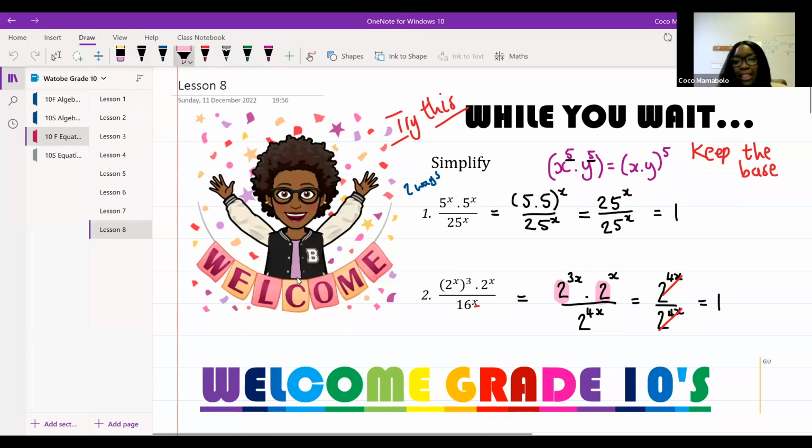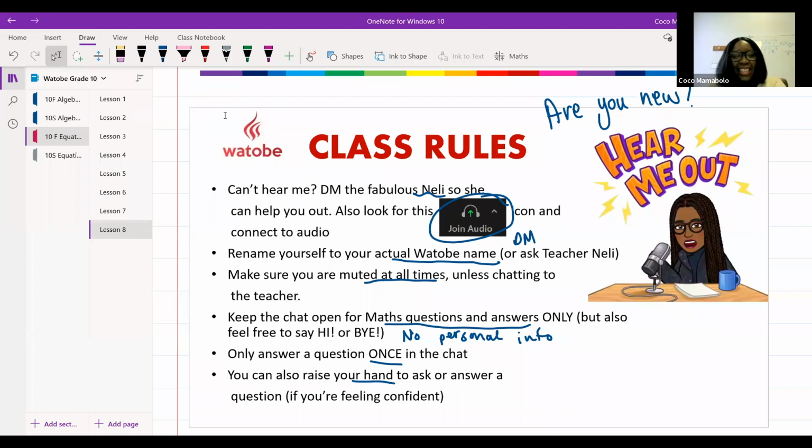Because I can take 16 and rewrite it as 2 to the power of 4, so that I have the same base everywhere. 2 to the power of 4 is 2 times 2 is 4, times 2 is 8, times 2 is 16. So I can rewrite 16 as 2 to the power of 4. All right. Okay, excellent.